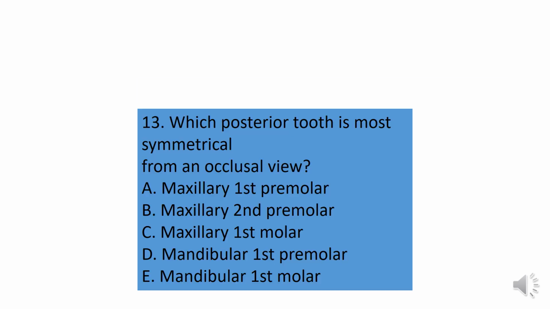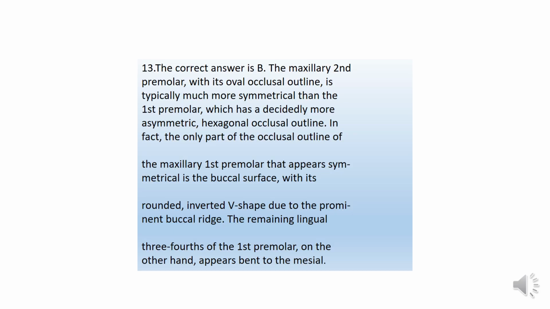So remember: which posterior tooth is most symmetrical from the occlusal view? Let's see the options: maxillary first premolar, maxillary second premolar, maxillary first molar, mandibular first premolar, and mandibular first molar. So the answer is mandibular second premolar because it has an oval occlusal outline, making it more symmetrical than the first molar, which is asymmetric and has a hexagonal shape.